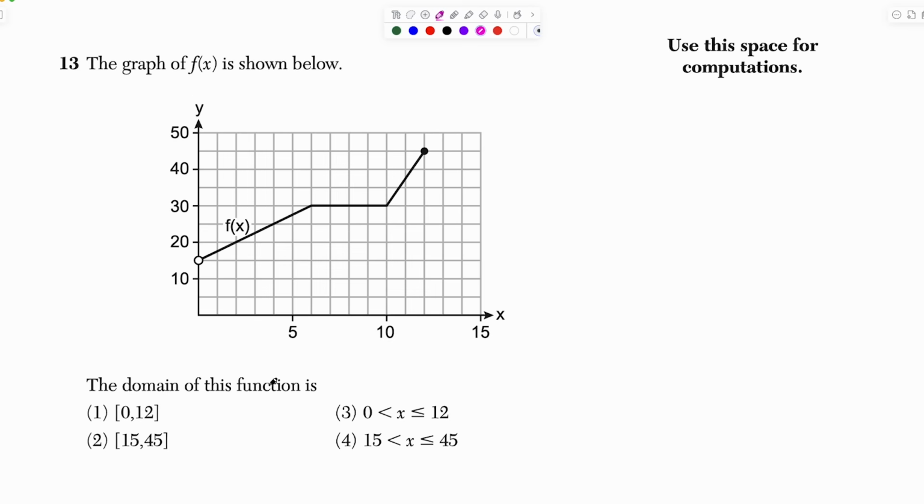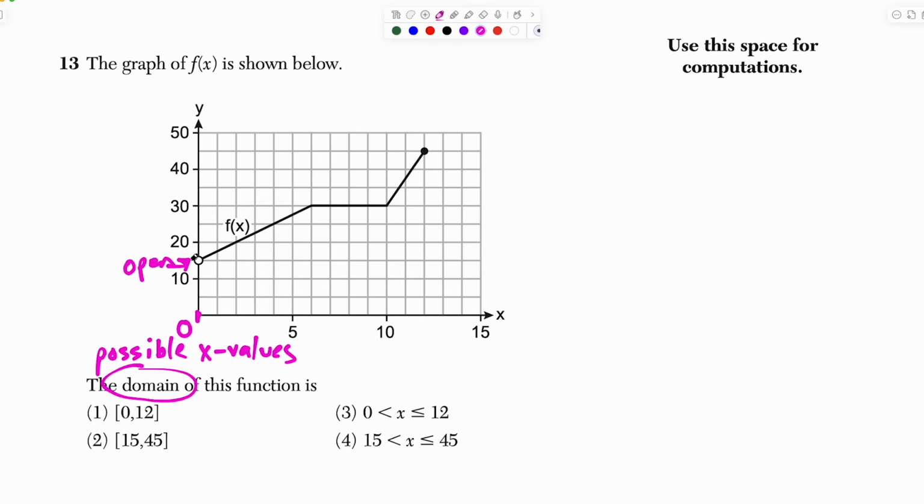Question 13, the graph of f of x is shown below. The domain of this function is, and we have these 4 options to choose from. When you're looking for the domain, this is all of the possible x values. And for this, the key is to look at the graph and go from left to right. So where does the graph start if we're looking all the way left? The graph starts over here at 0. But notice that it's open here.